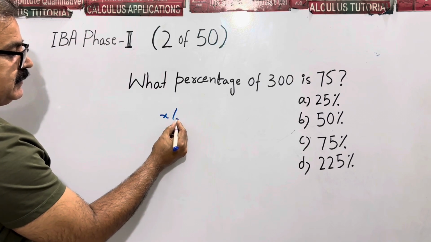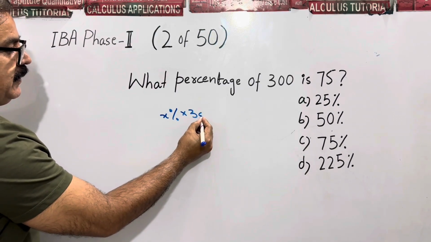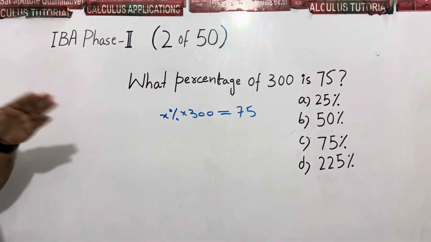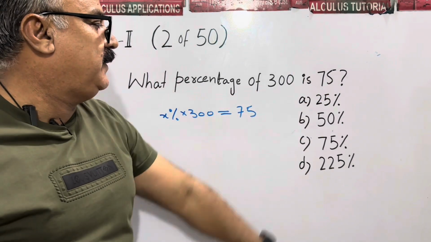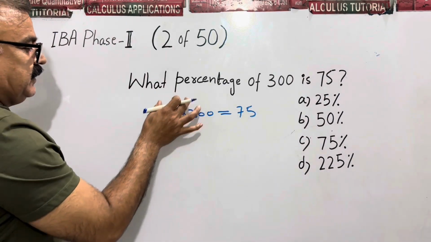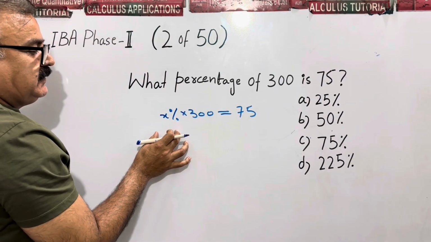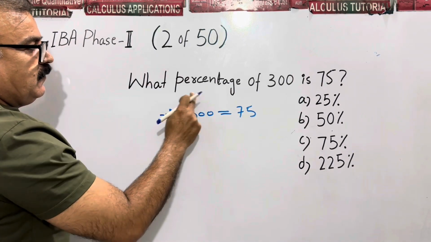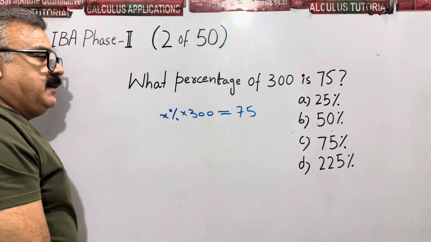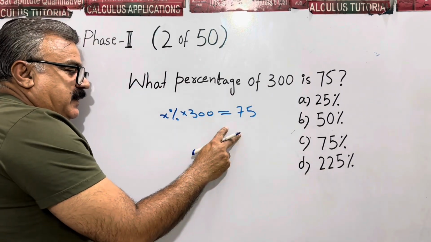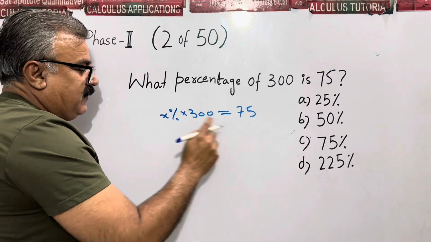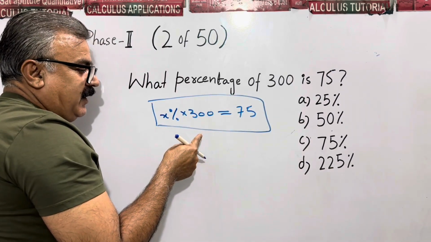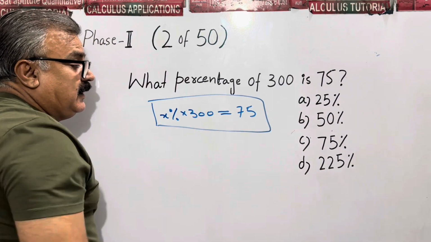Suppose X percent of 300 is 75. What percentage have I written? Suppose X percent, of meaning multiplication, 300 is 75. I used to call it the sniper shot. This must be accurate enough to lead you to the correct answer.